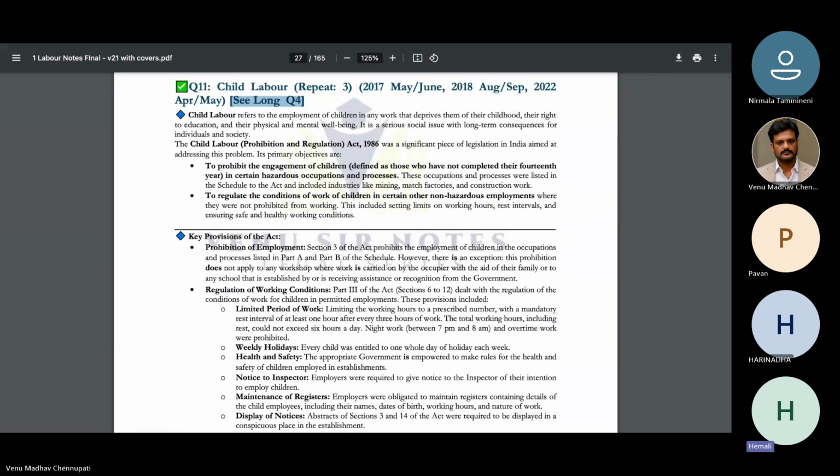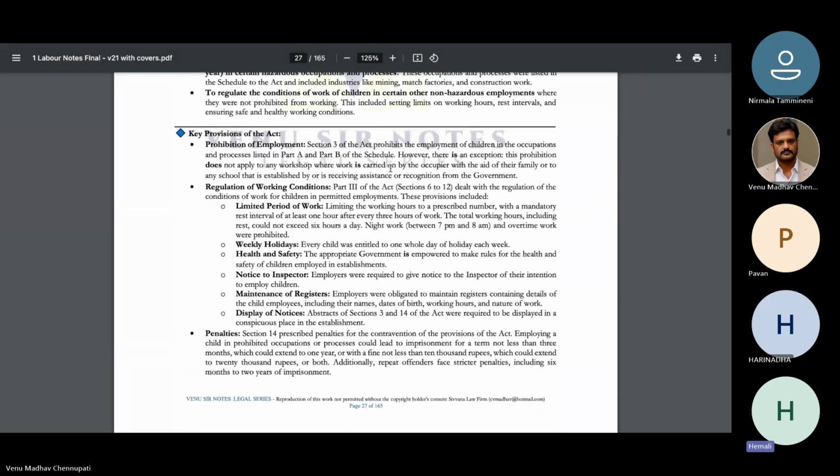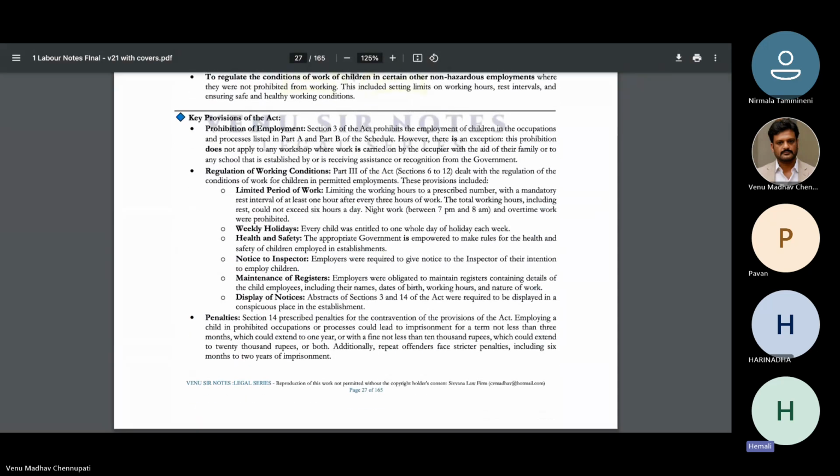The child labor prohibition, so fine. The primary objectives are to prohibit the engagement of children in certain hazardous occupations and processes, then to regulate the conditions of work of children in certain other hazardous employments where they were not prohibited from working. This included setting limits on working hours, rest intervals, ensuring safe and healthy working conditions. Key provisions of the Act. Prohibition of employment: Section 3 of the Act prohibits the employment of children in occupations and processes listed in Part A and B of the schedule.